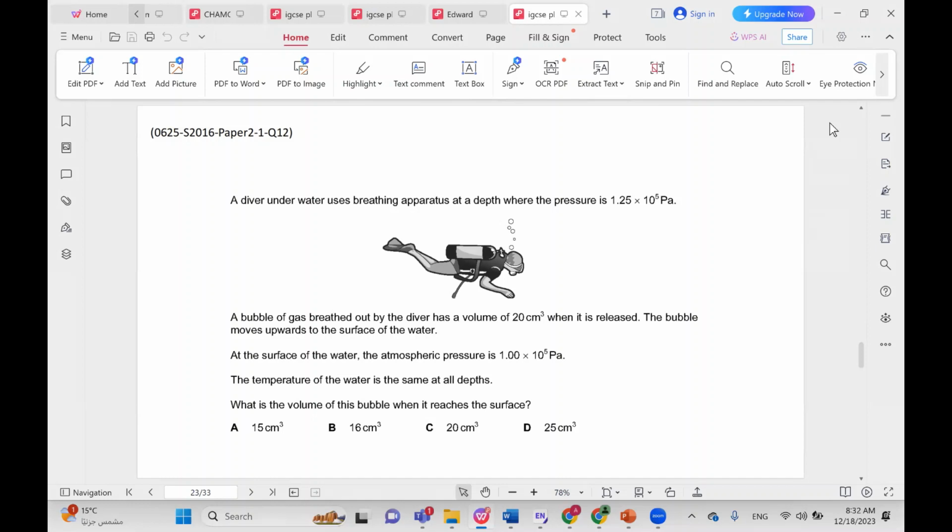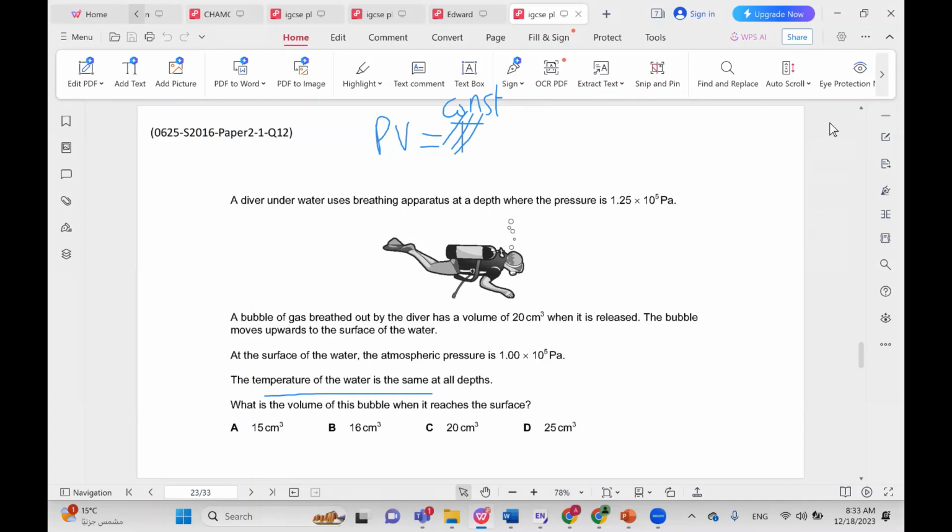So let's start with the equation. PV equals KT, but we don't care about the K, like I said. Let's just assume it's equal T for now. And the temperature of the water is the same. So since the temperature of the water is the same, we don't even care about the temperature. So PV equals some sort of constant then. How does that help us? It means that the pressure times the volume has the same answer throughout the problem.